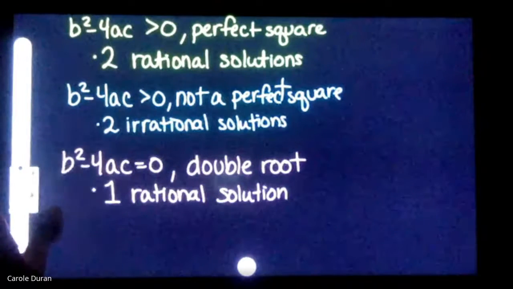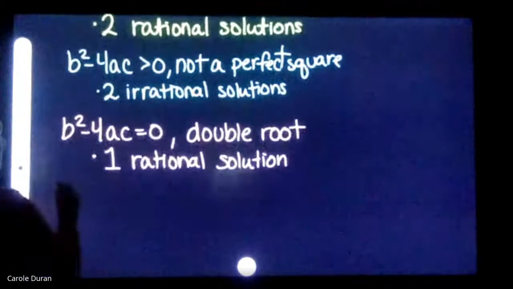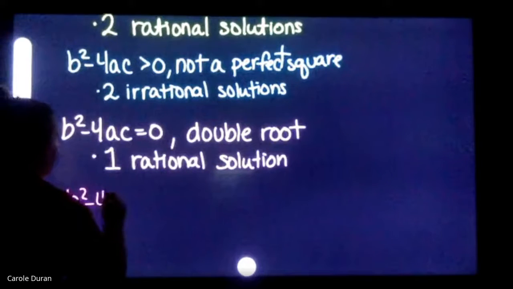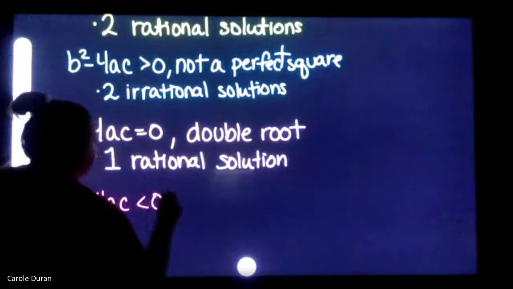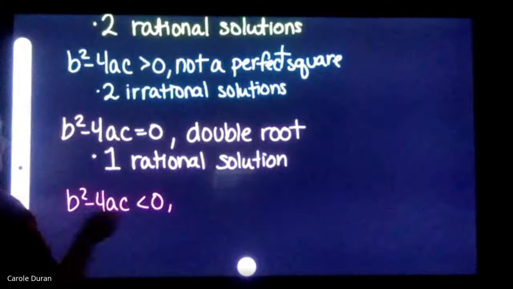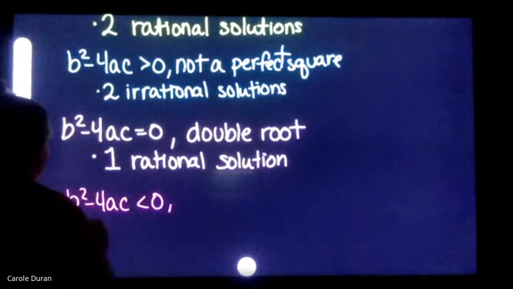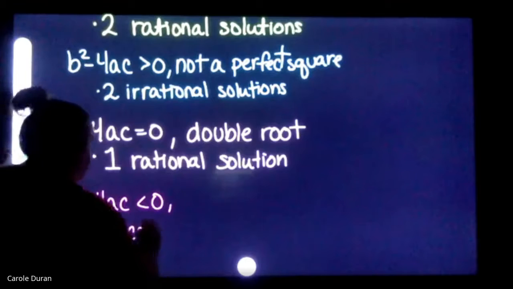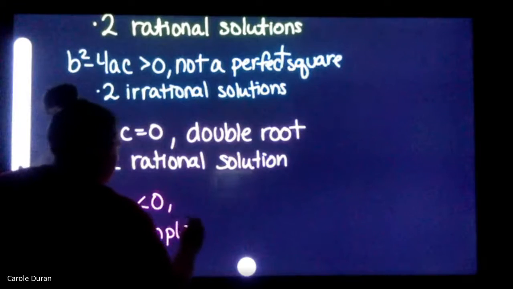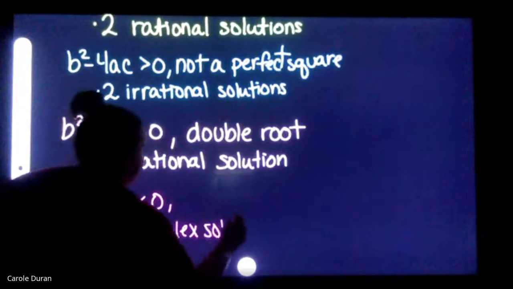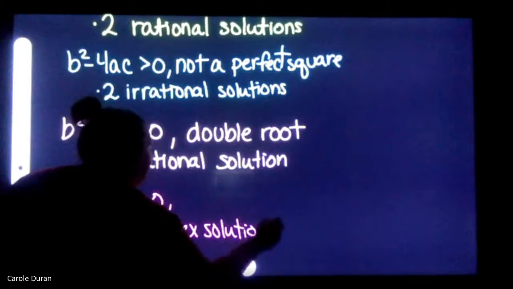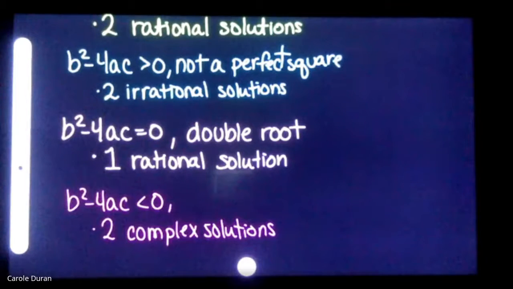The last type of solution then that we can have is the one that occurs when our discriminant is less than 0. So a negative number. This means that I would have 2 complex solutions, which means they would have an i in them, like that last example that we just did.